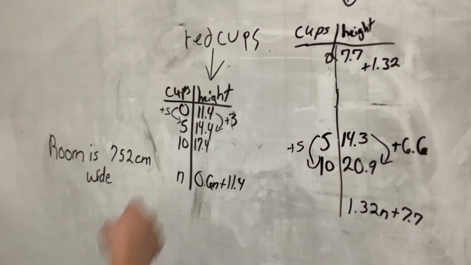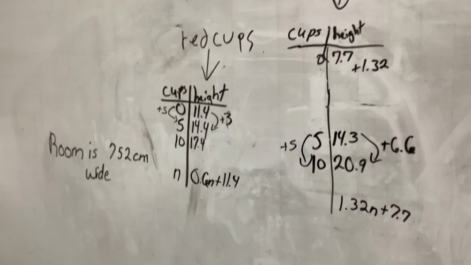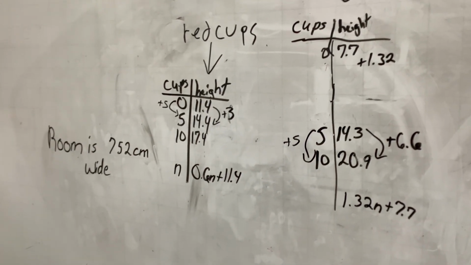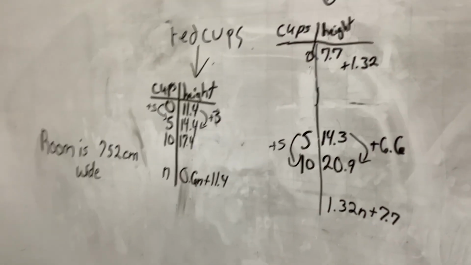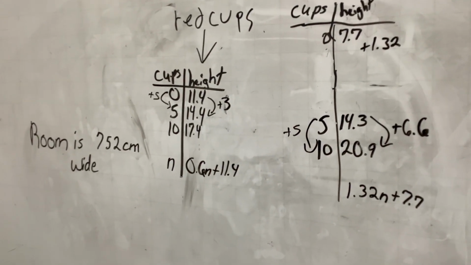So n is the number of cups, right? If there's a cup... And so what's 0.6n plus 11.4? That's something to do with that. I'll move this over.